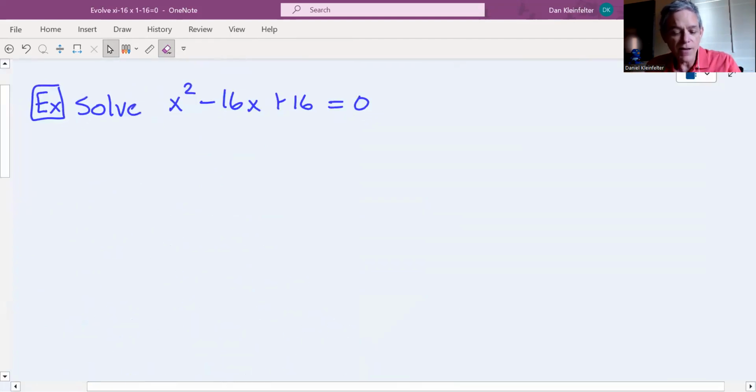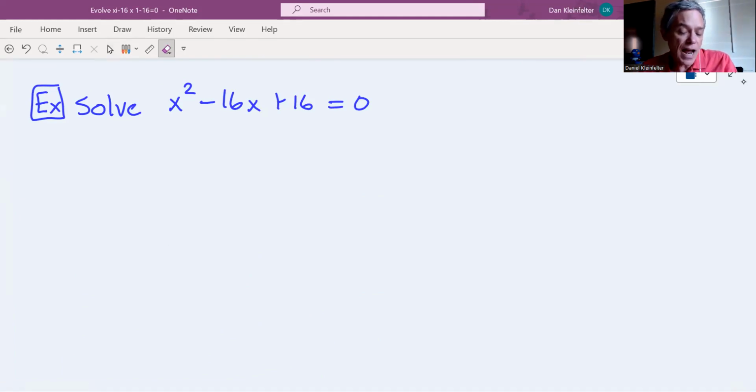All right, here we have x squared minus 16x plus 16, that's equal to 0. So here half of 16 is 8. 8 squared is 64, not 16. So you could, if you like, just add in what's missing to make the 64, but a lot of times people prefer to do the following.